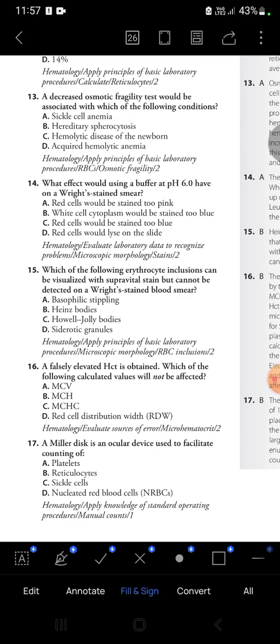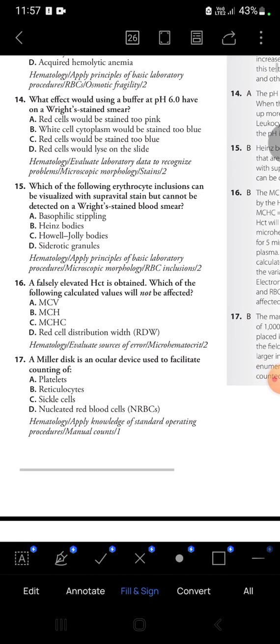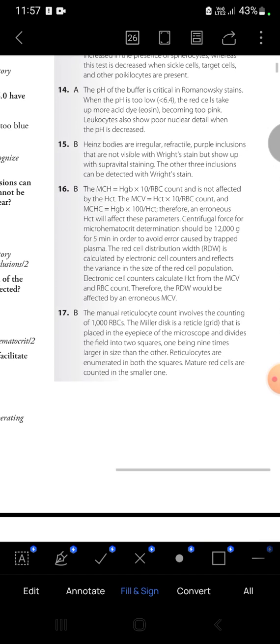The Heinz bodies are visualized with supervital stain but cannot be detected on Wright stain blood smear. A falsely elevated HCT is obtained. Which of the following calculated values will not be affected? MCH. The MCH is equal to hemoglobin times 10 divided by RBC count and is not affected by the HCT.